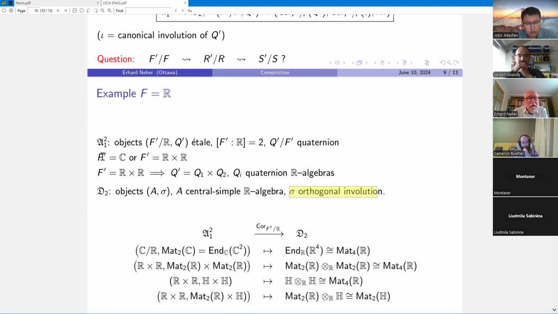Namely, if F prime is just the Galois field extension C over R, there exists only one quaternion algebra of the complex numbers, namely the 2x2 matrices, which I view as the endomorphisms over C of the two-dimensional vector space C2. Now, by one of the rules I told you, the corestriction will map this into the endomorphisms over R of R4, which is 4x4 matrices.